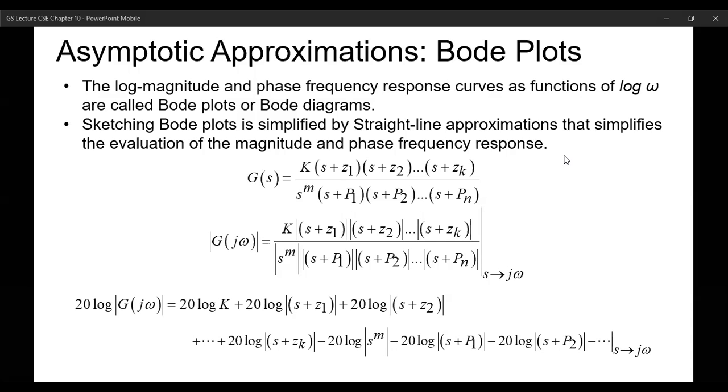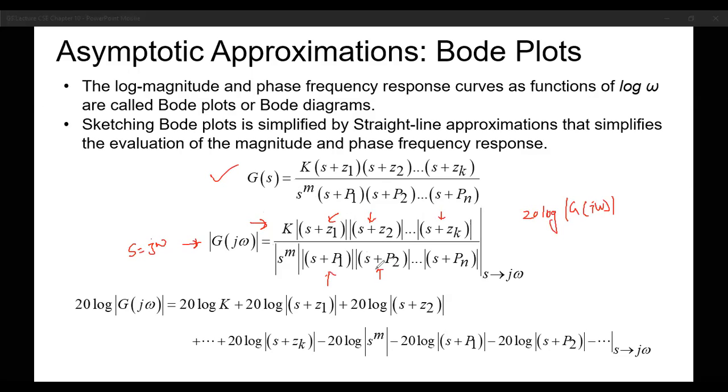sketching the Bode plot is simplified by straight line approximation that simplifies the evaluation of the magnitude and the phase frequency response. Okay, so we have say a general equation like this. So the first step is still the same. You have to replace s equal to j omega, and put that into the equation. Then you're going to find out the magnitude of this one. And magnitude we represent in log scale or decibel. So 20 log of the magnitude of G of j omega. Okay, now, so these zeros are actually multiplied together and the poles are actually divided.